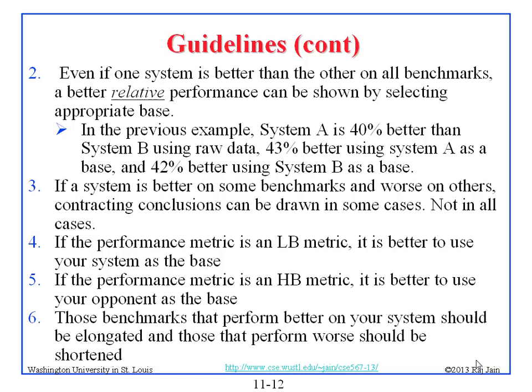And the fourth one is, if the performance metric is LB, this is where it is important to know, LB is lower is better, it is better to use your system as the base. So basically, you want to be in the same position in the ratio where the metric wants to be. If the metric wants lower is better, then you put yourself in the lower position, means base, in the ratio. If it is HB metric, higher is better, then you put yourself in the numerator and you take the ratio with respect to the opposing party.